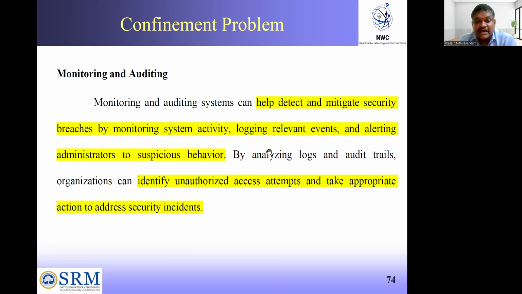The next one is monitoring and auditing. Continuous monitoring and auditing of systems helps to detect and address security breaches by tracking events and producing audit logs. By regularly analyzing the logs, organizations can spot unauthorized attempts to access resources and promptly respond to incidents, maintaining robust confinement.